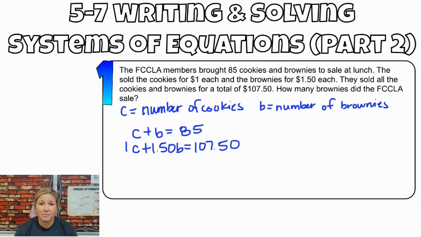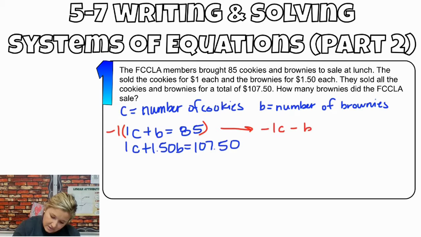So this probably way more lends itself to elimination, which really actually helps us out in the end because I want to eliminate cookies and just solve for brownies. So notice that the coefficients of my cookies are the same, but they don't have opposite signs. So I need to make one of the two equations, doesn't matter which one you decide, to have the opposite sign. So basically what I'm going to do is multiply this by -1. So I have -1c minus b is equal to -85.